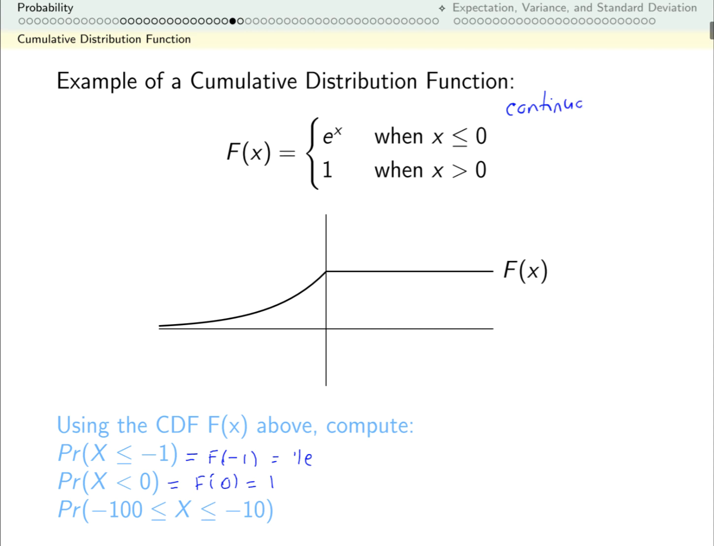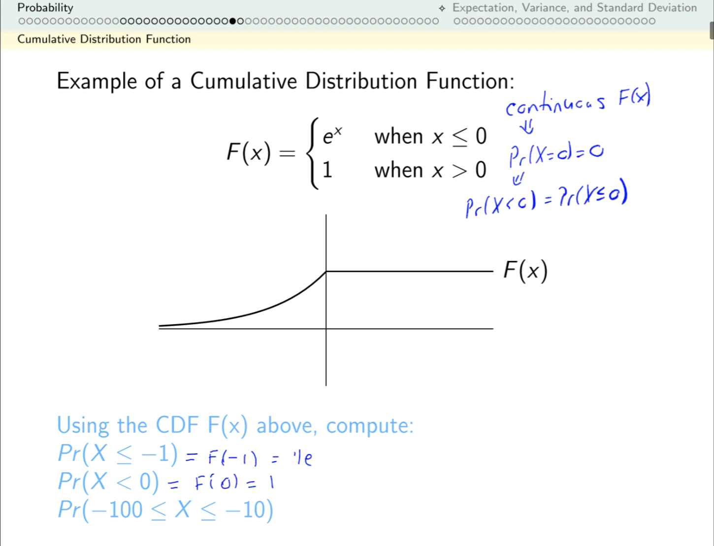I want to make a note that my cumulative distribution function is continuous. That means the probability that my variable is 0 is 0. So that means the probability of being strictly less than 0 is the same as the probability of being less than or equal to 0. So in this probability that I just figured out, it didn't matter that the top one was less than or equal to and the bottom one was strictly less than. Because this is a continuous random variable, those probabilities are the same.